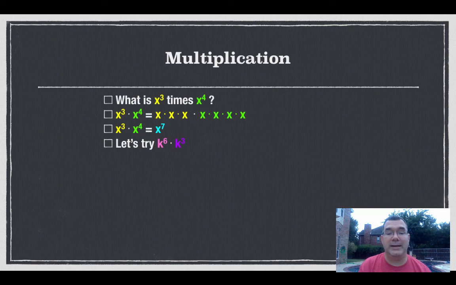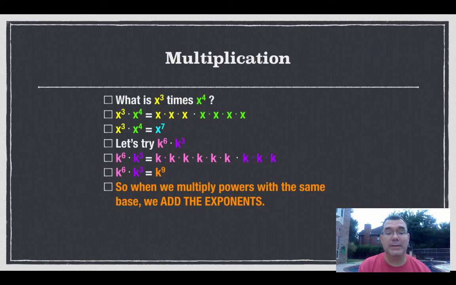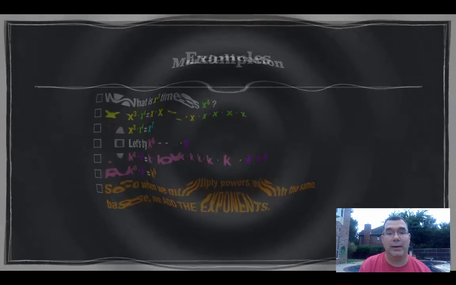All right. If I did k to the 6 times k to the third, well, k to the 6 is k times k times k times k times k times k, and k to the third is k times k times k. So altogether, I've got 9 k's being multiplied there. So k to the 6 times k to the third is k to the 9. So what that means is when we're multiplying powers that have the same base, we can add the exponents together. So I don't need to write it all out like that anymore.